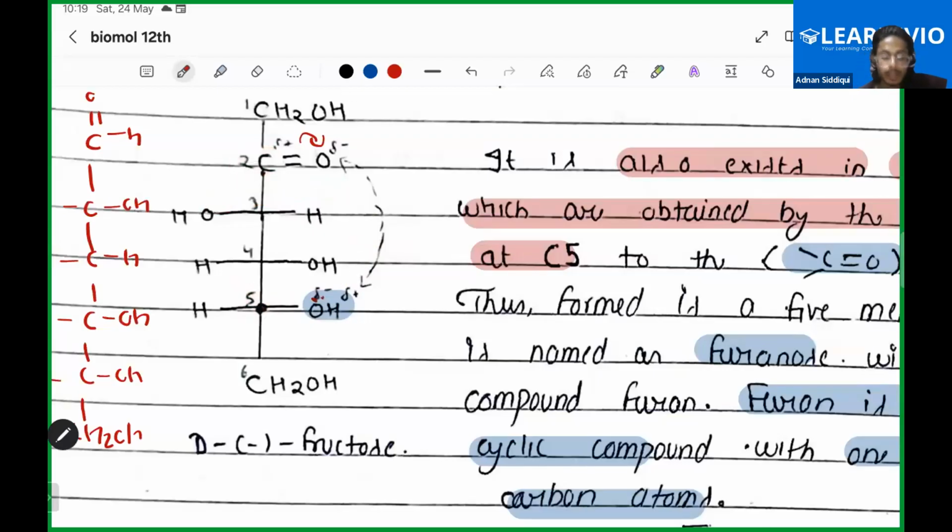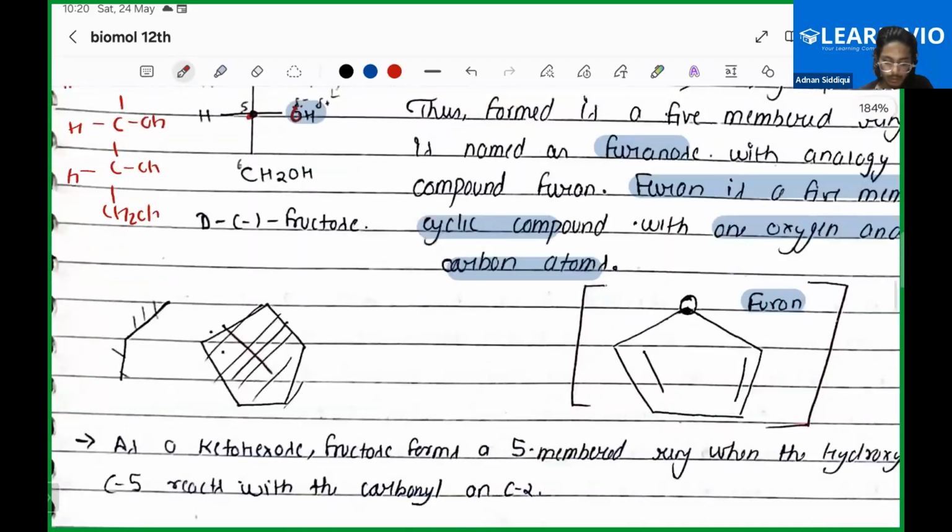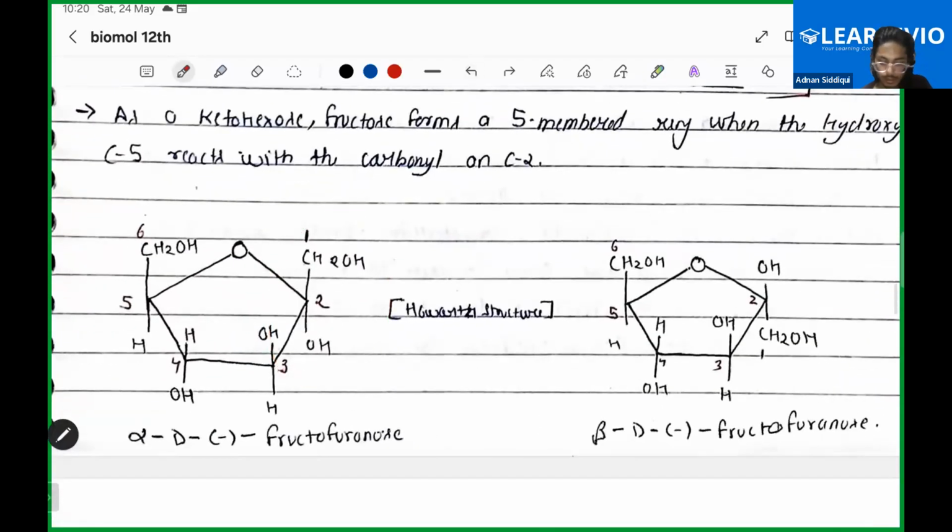Here, what is different? Instead of getting a 6-member ring, we are getting a 5-member ring. Why? How many atoms are participating in this ring formation? This oxygen and this carbon, and this one oxygen atom. So there are a total of 5 atoms participating in the ring formation. So it is going to be a 5-member ring. It will look like this. These types of structures are called Haworth projection.